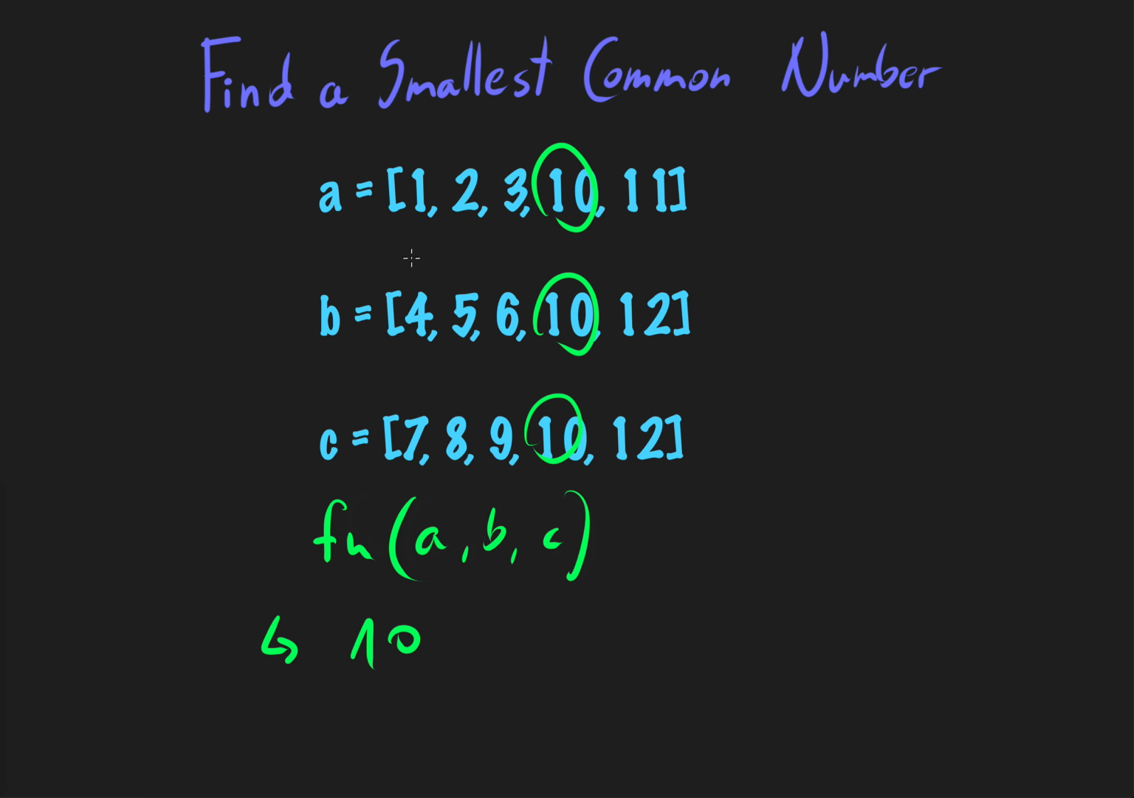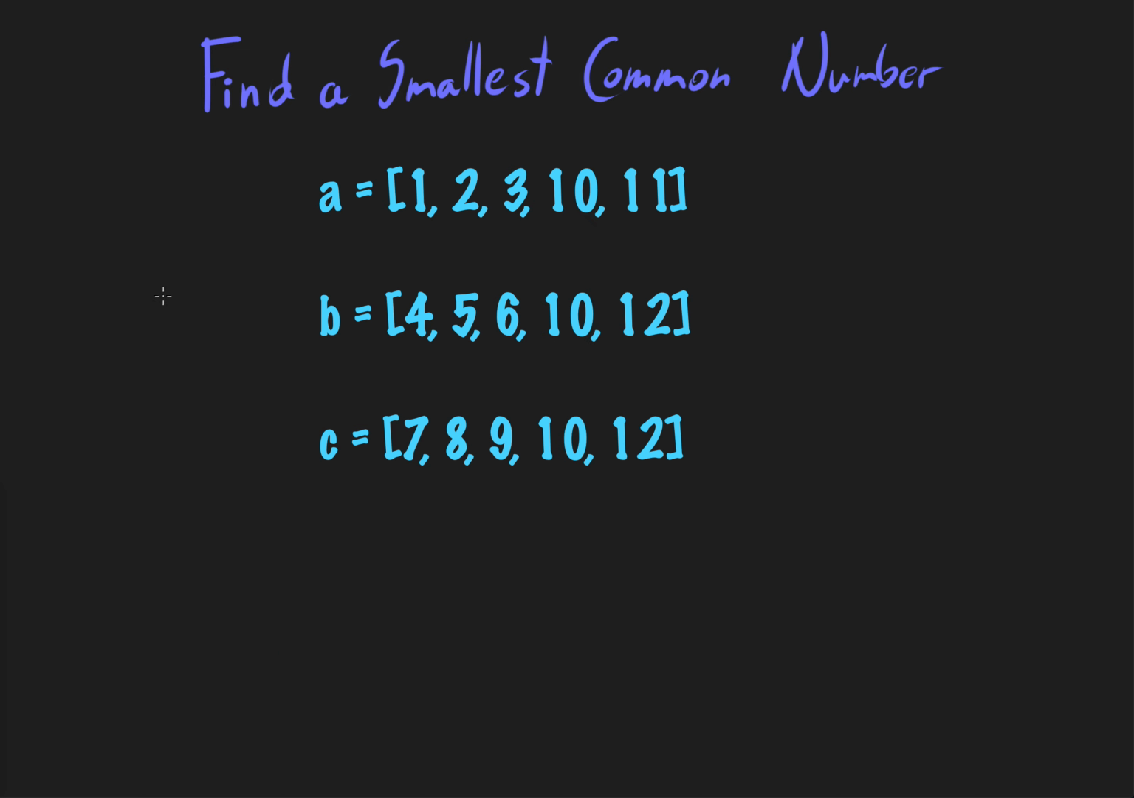Because we only have positive integers, if we don't find any common numbers inside all 3 arrays, we return -1 in those cases. Let's say that we don't have 10 here, we would return -1. Cool. So how would we solve this?